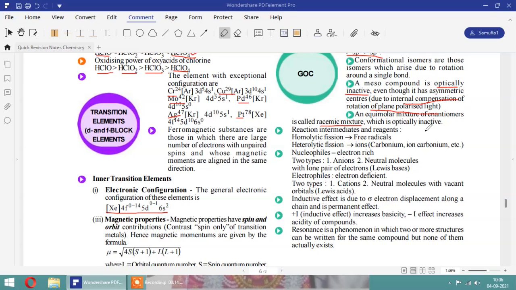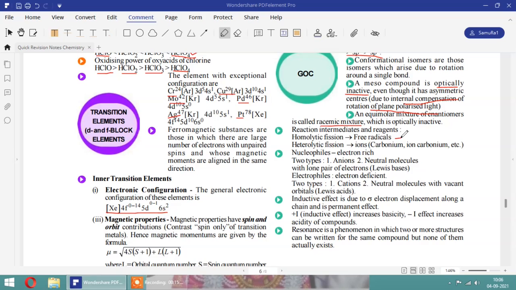Reaction intermediates and reagents. Homolytic fission produces free radicals. Heterolytic fission, for example HCl, where the two atoms are different, gives ions: H plus ion and Cl minus ion. Carbonium ion, carbocation. Nucleophiles are electron-rich compounds; electron-deficient compounds are called electrophiles.